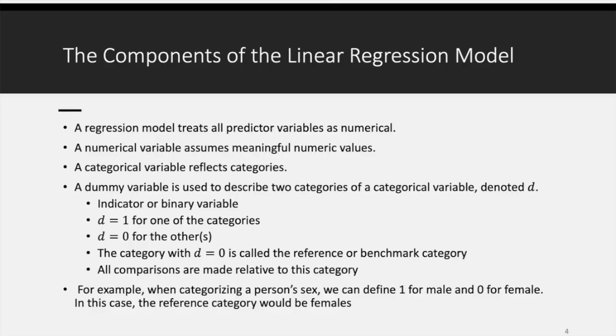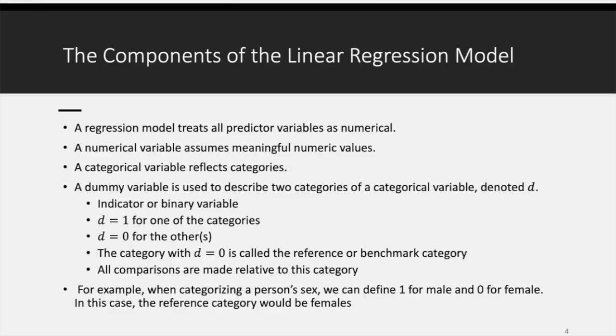And if you recall chapter 2, a dummy variable, also referred to as an indicator or binary variable, takes numerical values, zeros and ones, that describe two categories of a categorical variable. If you have a categorical variable, sometimes you have to establish a dummy variable because the dummy variable takes numerical values. For a predictor variable that is a dummy variable, it's common to refer to the category that assumes a value of 0 as the reference category or the benchmark category. And all comparisons are made in relation to the reference category.